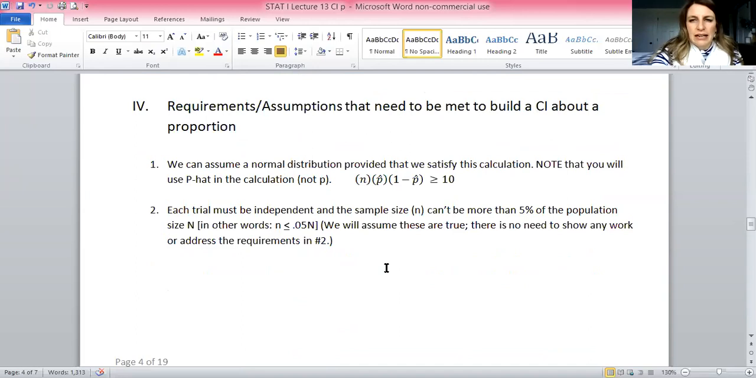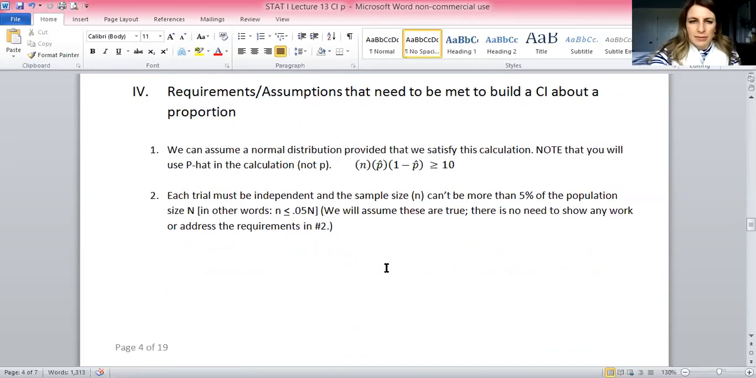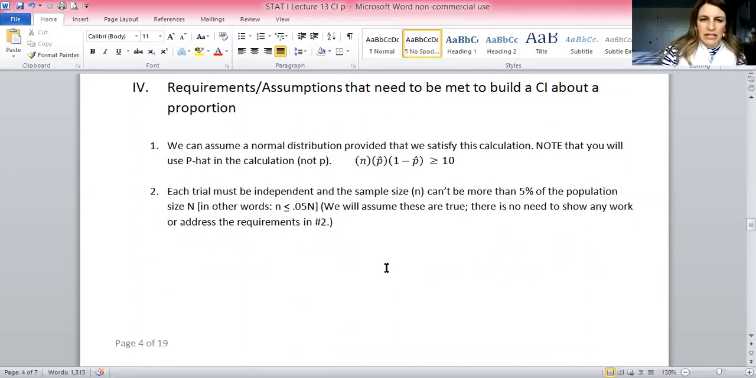When we're looking at CIs, we have requirements. We've already talked about these before, where I need to meet normality. So I have n times p-hat times 1 minus p-hat is greater than or equal to 10. We've done this before break, but we had p in here. Remember, because the center of our curve was p, now the center of the curve is p-hat. So we should already have p-hat because we divide x by n.